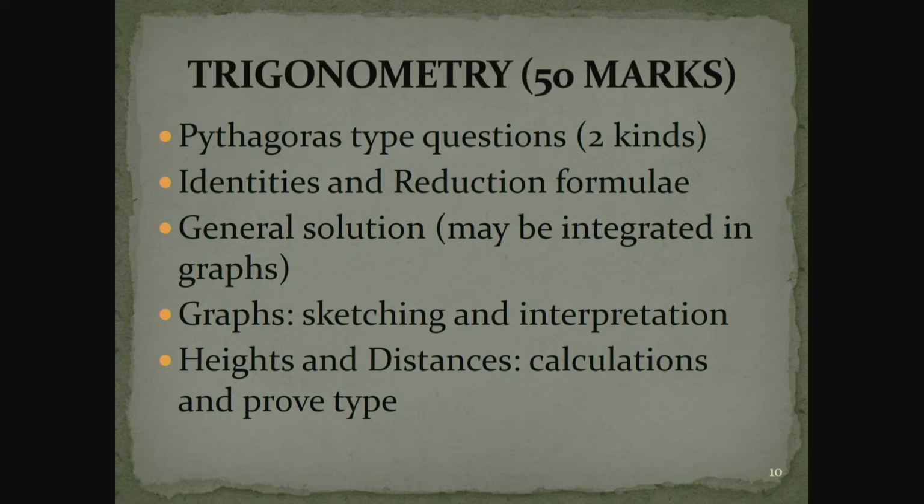The next one then is identities as well as the reduction formula. In grade 11, remember you did 2 identities. This is tan theta equals sine theta over cosine theta, and you also did the square identity that sine squared theta plus cos squared theta equals 1. And you can make the sine the subject of the formula, you can also make the cos the subject of the formula. So please have those ones ready.